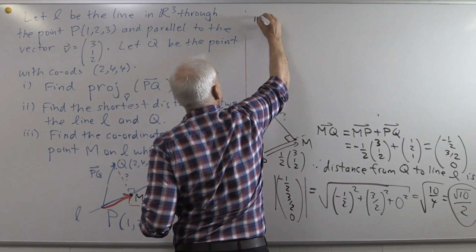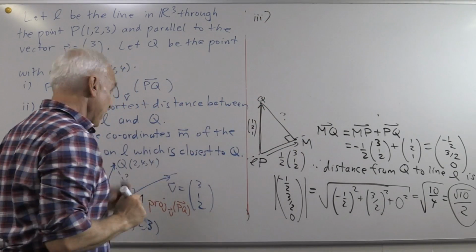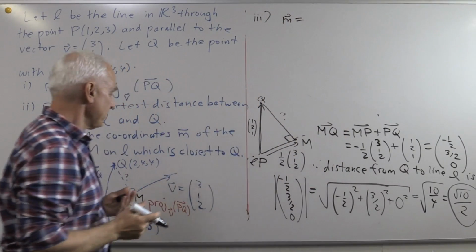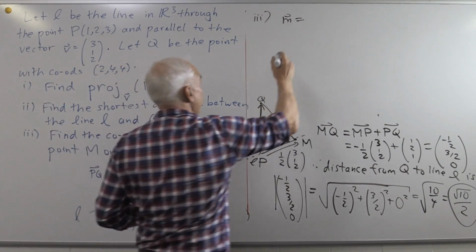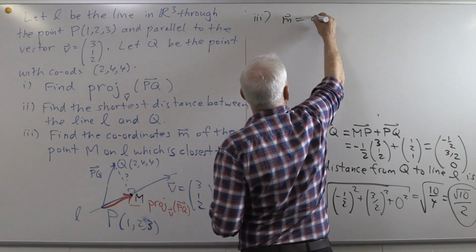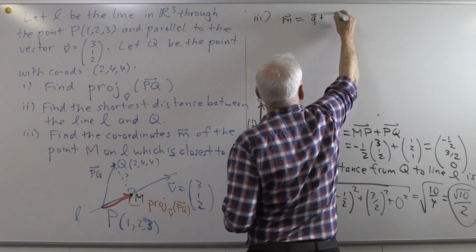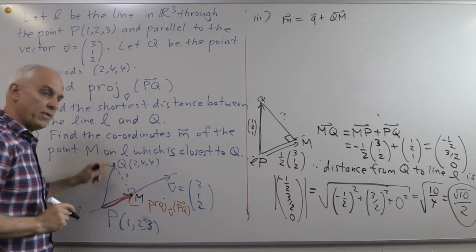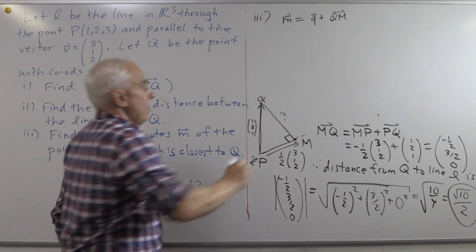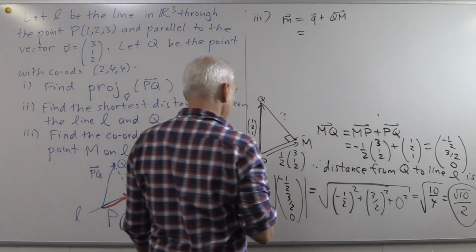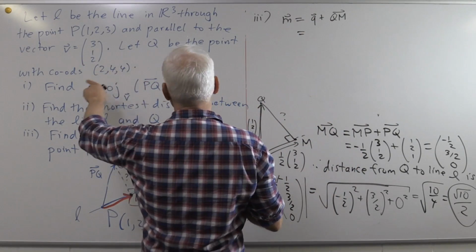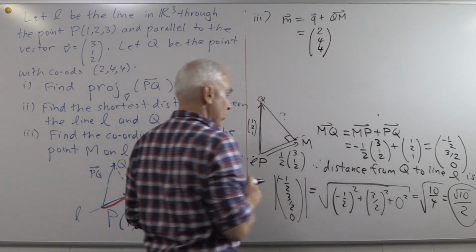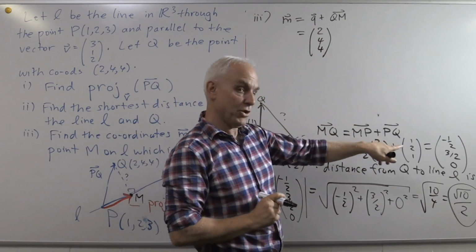Okay, so the third part, to find M, well, let's find the coordinate vector for M. So that's going to be the coordinate vector for the point Q plus the vector QM. In other words, to get to M, first we get to Q, and then we go from Q to M. So the coordinate vector for Q is 2, 4, 4.